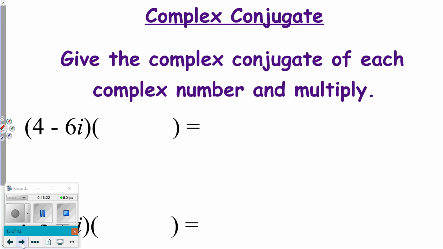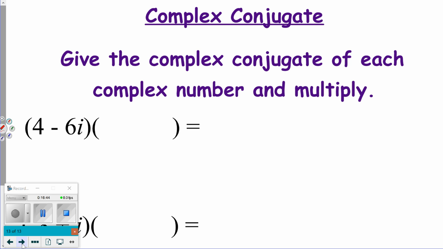All right, so last two problems here. Again, at any point, feel free to hit pause, try it on your own, and then come back and see if you did it correctly, okay? Don't just blindly watch. Try some on your own, hit pause, okay? And then come back and watch. So give the complex conjugate of each complex number and then multiply them together.